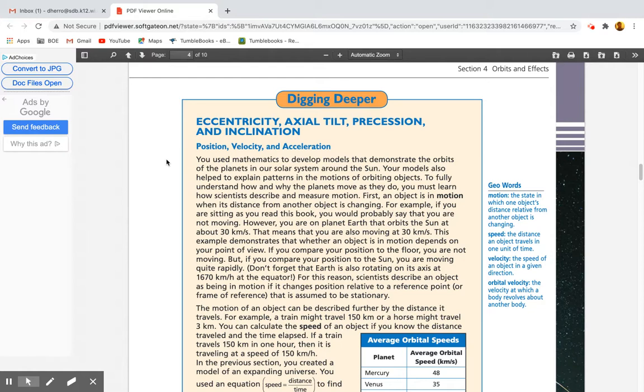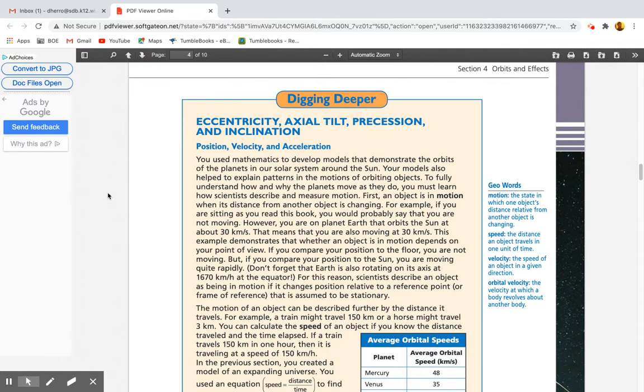To fully understand how and why the planets move as they do, you must learn how scientists describe and measure motion. First, an object is in motion when its distance from another object is changing. For example, if you are sitting as you read this book, you would probably say that you are not moving. However, you are on a planet, Earth, that orbits the Sun at about 30 kilometers per second. That means that you are also moving at 30 kilometers per second.